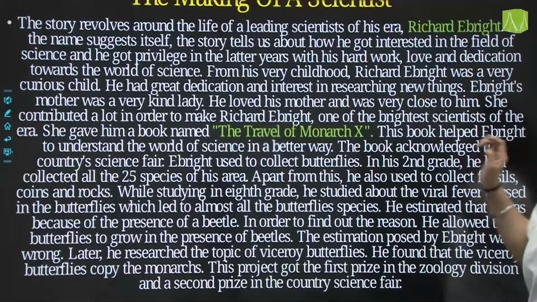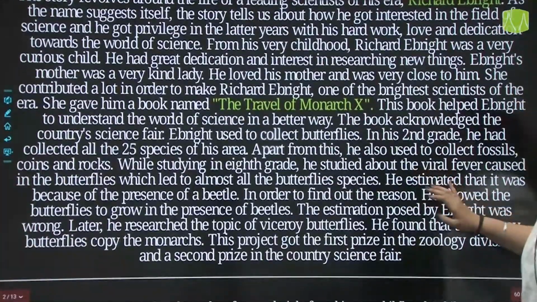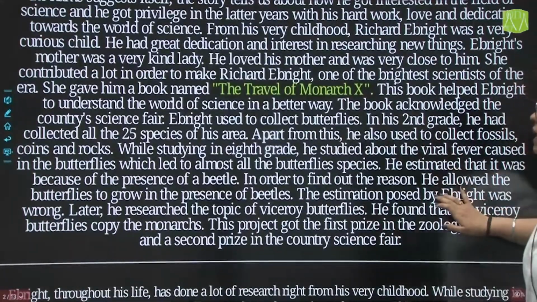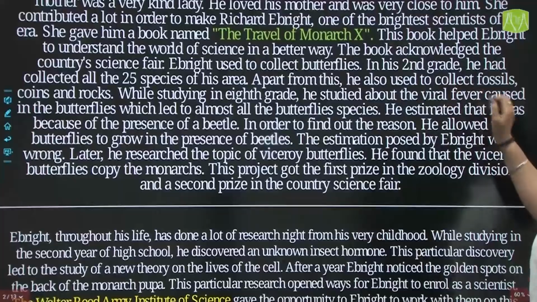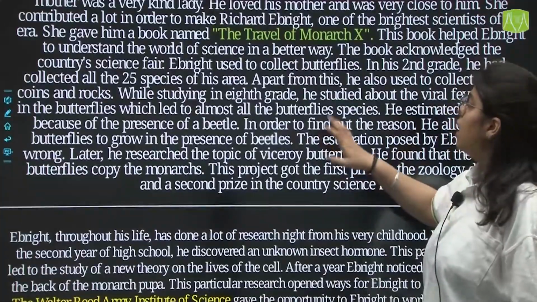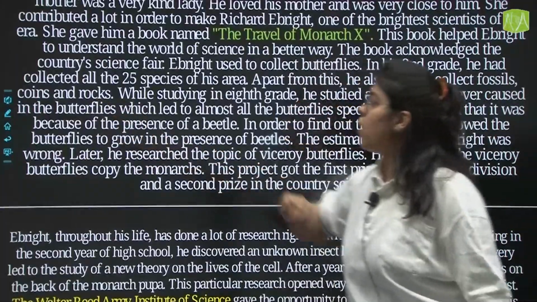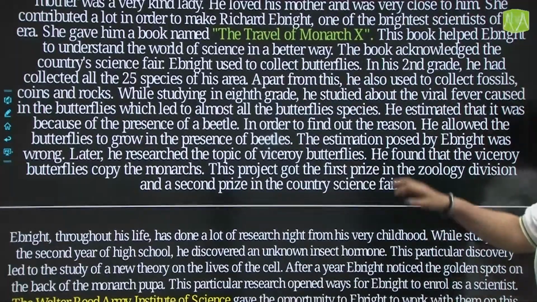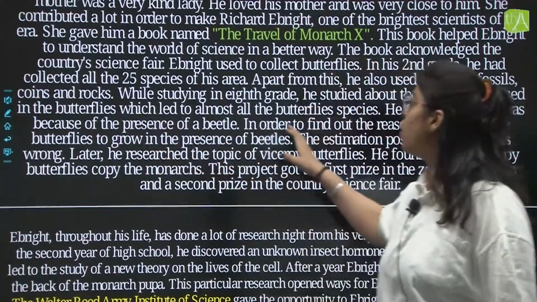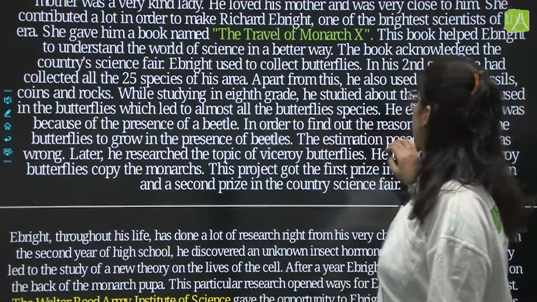The book acknowledged the country's science fair, and E. Bright used to collect butterflies. This was his hobby initially, but it changed into a dedication. In his second grade, he had collected 25 species of his area. Apart from this, he also used to collect fossils, coins and rocks. While studying in the 8th grade, he studied a viral fever in the butterflies, which led to the near extinction of all the butterfly species.